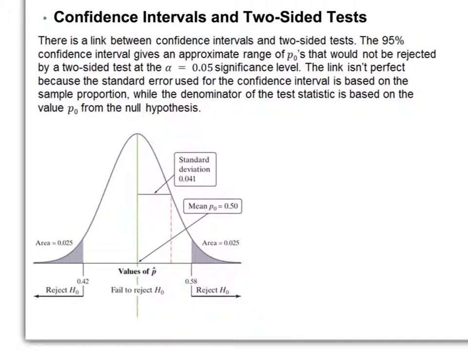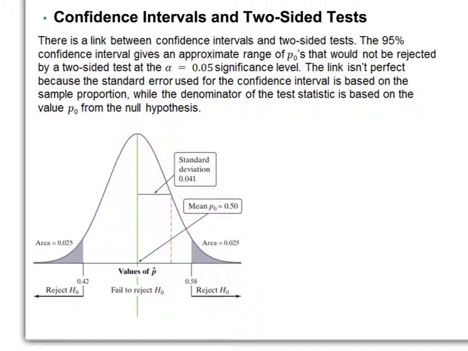Okay, so I'm just going to read this. There is a link between confidence intervals and two-sided tests. The 95% confidence interval gives an approximate range of p-nulls, meaning values here that are proportions, that would not be rejected by a two-sided test at the alpha equals 0.05 significance level.